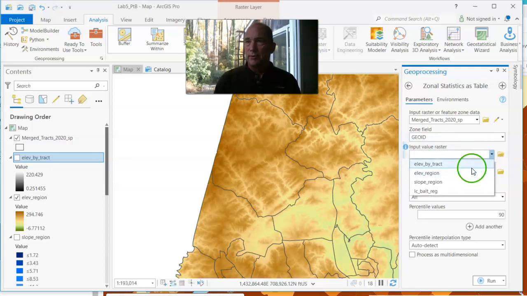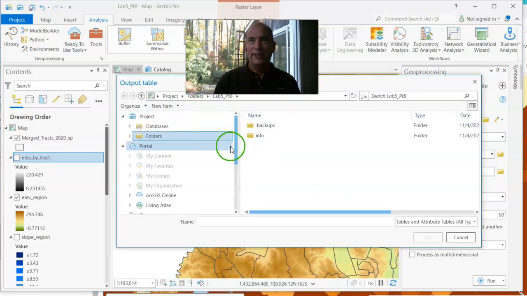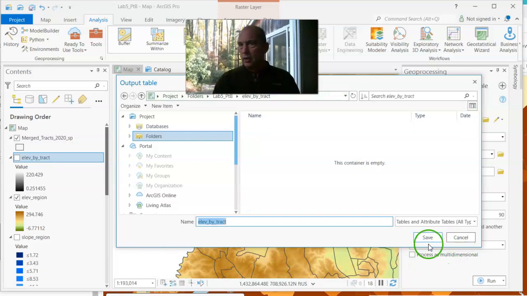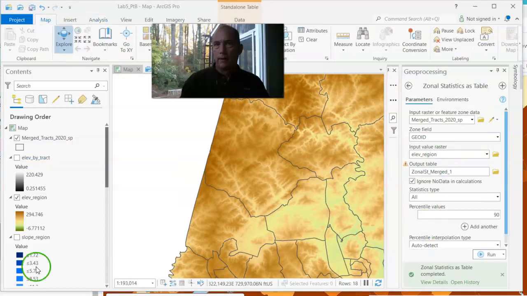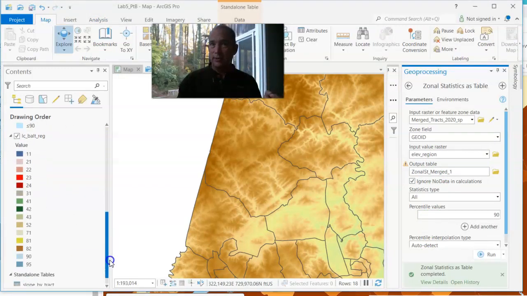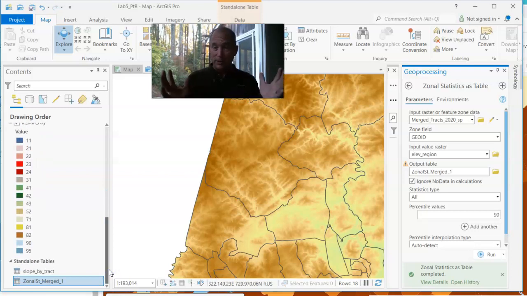Now I'm going to tell it what raster I'm working with, which is elevation. And then I'm going to carefully save it in my lab B folder, and I'll call this elevation by tract again. And when I run this operation, and remember when you run the operation, the result is a data table in zonal statistics as table. It's not a spatial file. It doesn't have spatial properties.